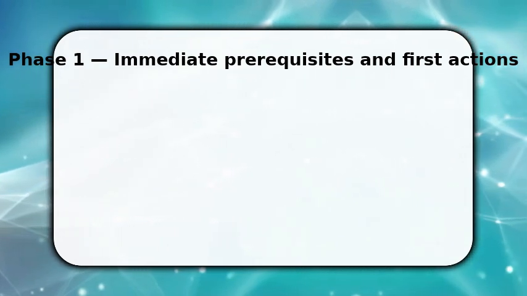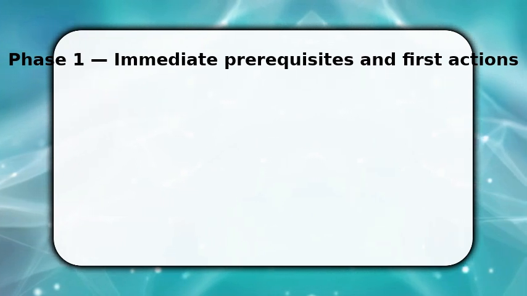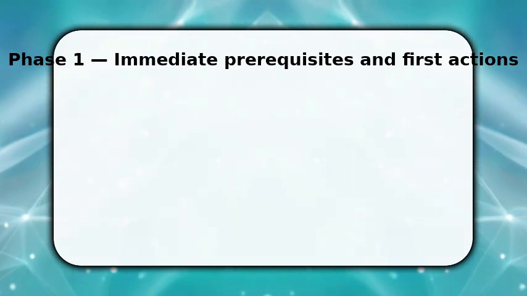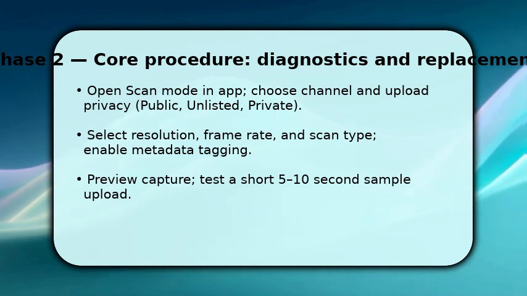Make sure you are on a reliable network and that battery saving is off, because uninterrupted upload is critical for successful scans and metadata writing. You now open the scan or capture mode and pick the channel to receive scans. This sets permissions and content rules.